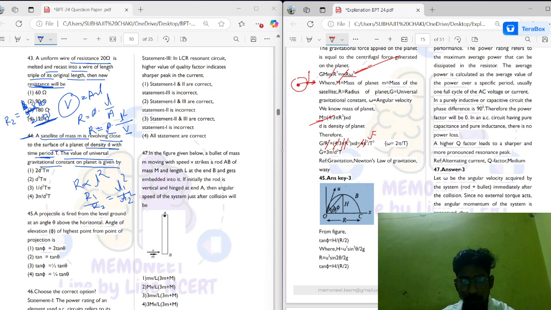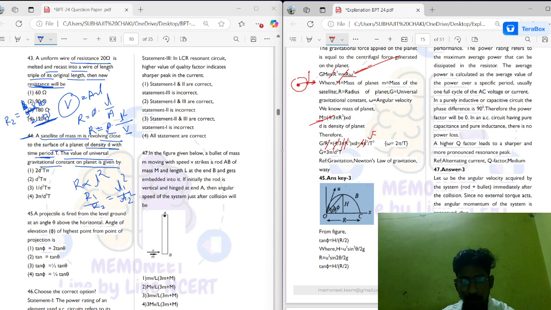A projectile is fired from level ground at an angle theta above the horizon, and the angle of elevation of the highest point from the point of projection is? As we know from this figure, tan phi equals h divided by r by 2. And we know h equals u square sin square theta by 2g and r equals u square sin 2 theta by g. Now put these values here and I will get the answer.